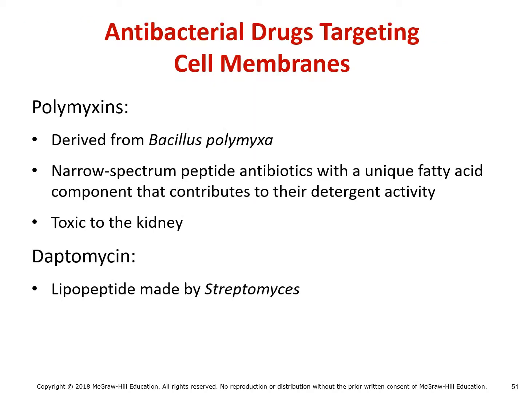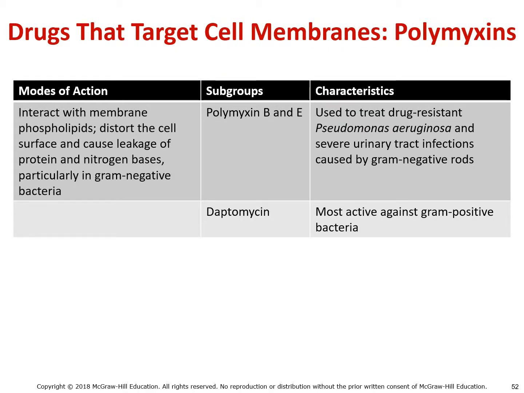So the next target would be cell membranes, and really this is our polymyxins. And so what we see is polymyxins came from Bacillus polymyxa. This is again a bacteria producing an antibiotic to fight other bacteria, which is unique. One of the things I want to point out though is polymyxins are quite bad for us in terms of the ability to pass them. They're very toxic to the kidneys, and so we take great concern in using them. So again, polymyxins target the cell membrane.